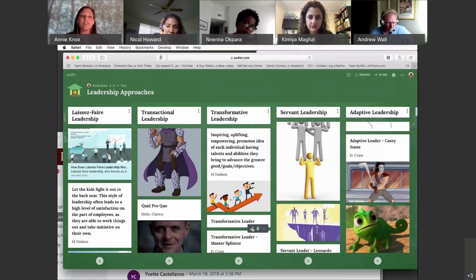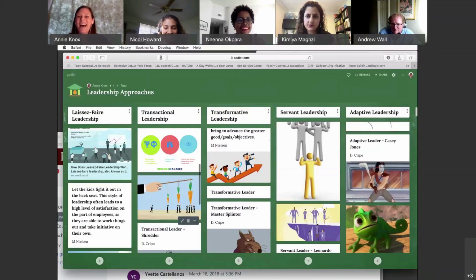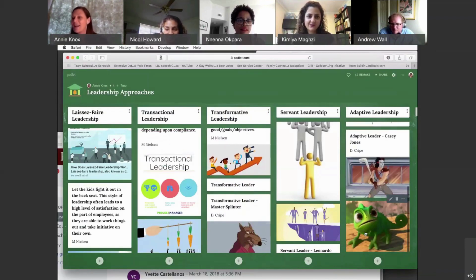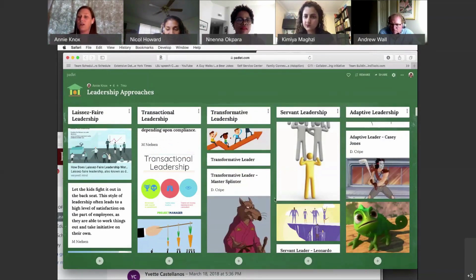So when talking about different leadership approaches, I've done this both in small groups and on an individual basis, having them find pictures that represent the concept. And you can see that some of them got really, really good examples, like quid pro quo. The Silence of the Lambs I thought was brilliant for transactional leadership, and chameleon for adaptive leadership. I thought the students were really able to hone in on the key aspects.